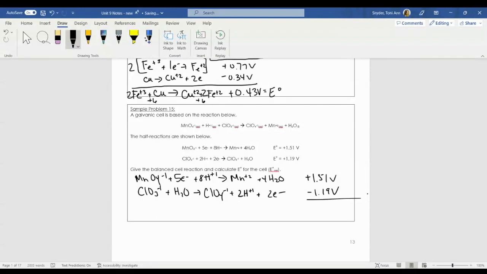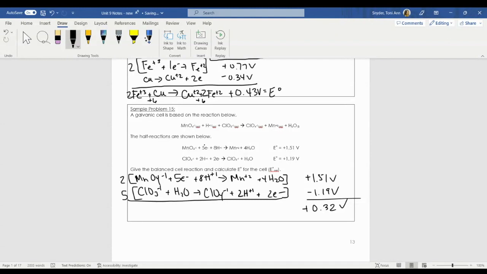So I can, in fact, calculate the standard cell potential, that is 0.32 volts positive. However, the second part of this is asking us for the balanced cell reaction. So I do have to consider what I have to do to get the electrons to cancel. Remember, I can't just have electrons floating around in the solution. So I'm going to multiply this first reaction by 2 and this second reaction by 5. So I have 10 electrons total on both sides.